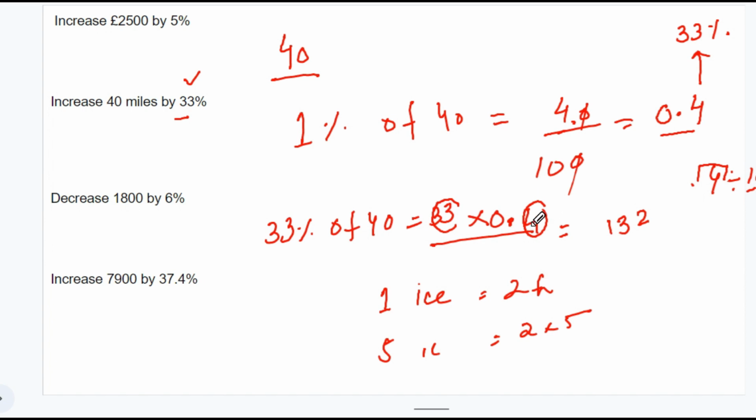Where will your decimal stay now? From right to left, one decimal place. So 13.2 is the increase in 40. So now you need to add it to 40. That means 40 plus 13.2. What will be your answer? 40 plus 13 will give you 53, and this 0.2 will be added as it is. So 53.2 is your answer.